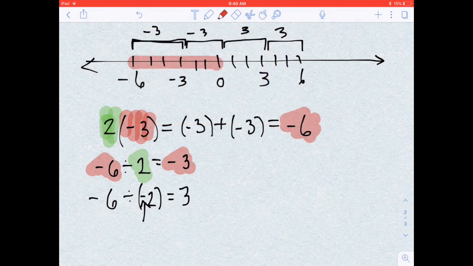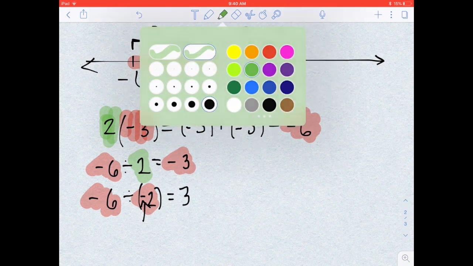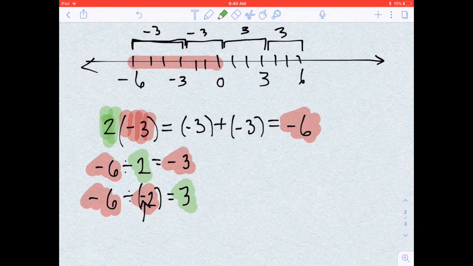Okay, so look at this now. I have a negative, and that gives me a positive. Okay, so if I have a negative and a positive, that gives me a negative. If I have a negative divided by a positive, that gives me a negative. If I have 2 negatives, that gives me a positive. And that's the pattern we're going to look at next.